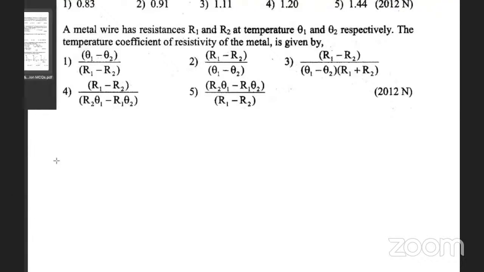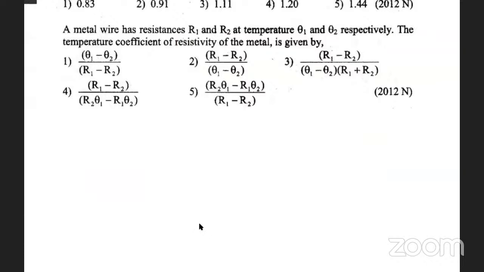What is the question? A metal wire has resistances R1 and R2 at temperatures theta 1 and theta 2 respectively. The temperature coefficient of resistivity is equal to what? We are supposed to find alpha. What is alpha? The equation is R theta equals R naught.